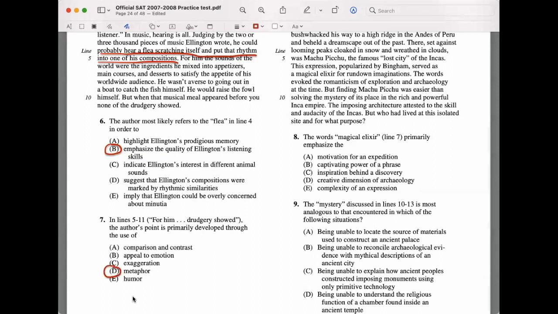There is no comparison here. It's not that Ellington's work is being compared with the work of any other composer. So it's not A. It's not an emotional appeal. So it's not B. I wouldn't call it an exaggeration because it's an analogy. It's a metaphorical analogy. It's like proving that his work is similar to the work of a skilled chef, right? So it's a metaphor, and it's not humor, right? It could be humor in a different setting. The comparison could turn into humor, but it's not humor here.